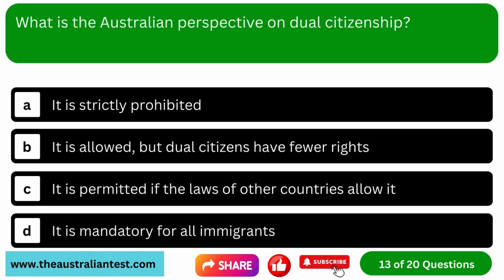Question 13. What is the Australian perspective on dual citizenship? Option A, it is strictly prohibited. Option B, it is allowed, but dual citizens have fewer rights. Option C, it is permitted if the laws of other countries allow it. Option D, it is mandatory for all immigrants.